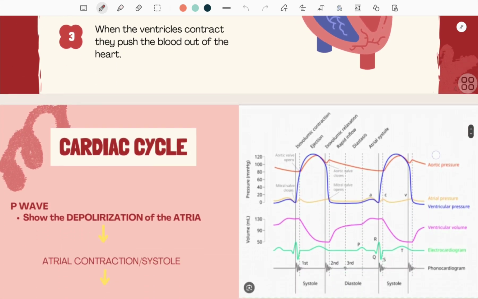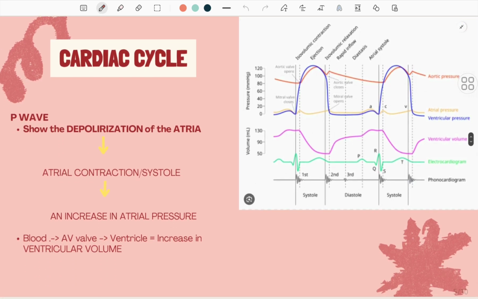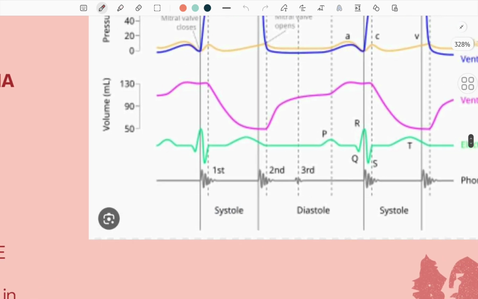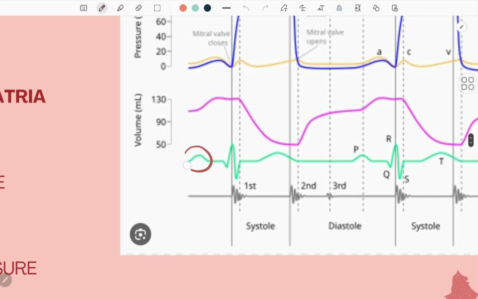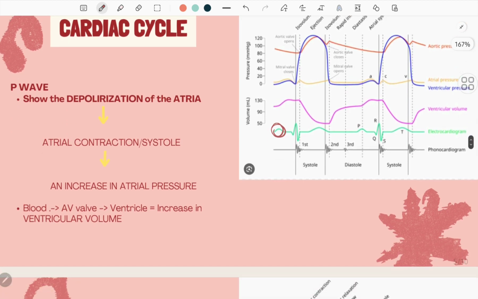Next we have our main topic in this presentation, that is the cardiac cycle. So we have here an example of an ECG or an electrocardiogram. In this ECG, we're going to focus first on this hill of a line, this little bump right here. That is what we call the P wave. So the P wave shows the depolarization of the atria.